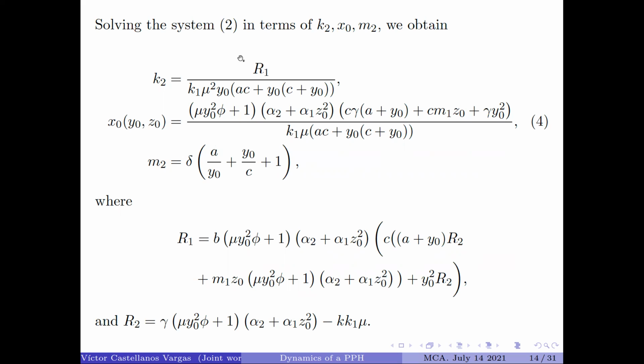Here, the factor R1 has this expression, and if you see the factor at this parenthesis, when we have R2, then we can solve R2 equal to 0, and then we obtain an expression for R1 more easy to use, okay? Then we do this one.